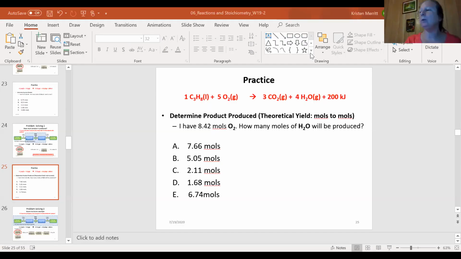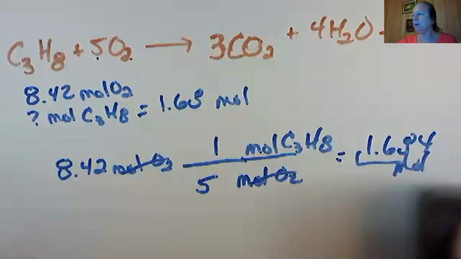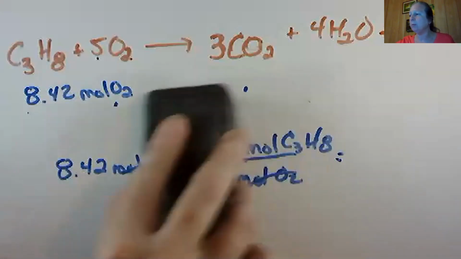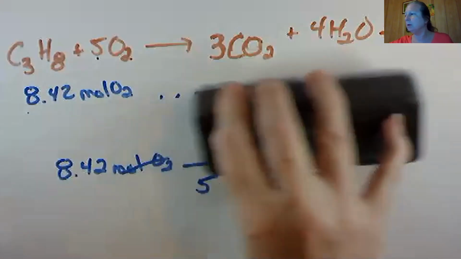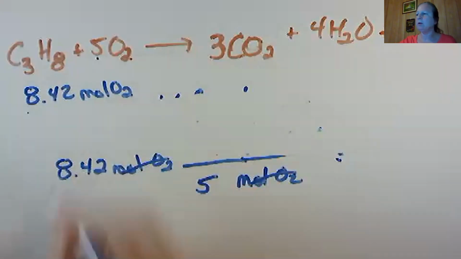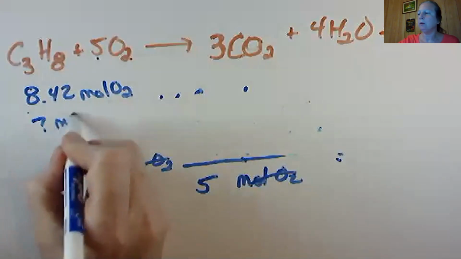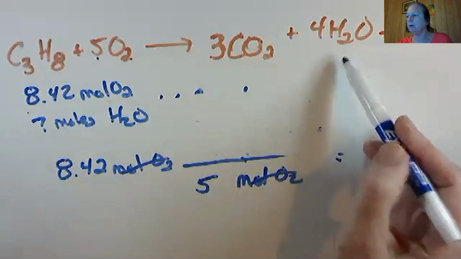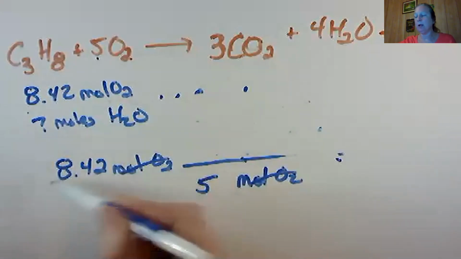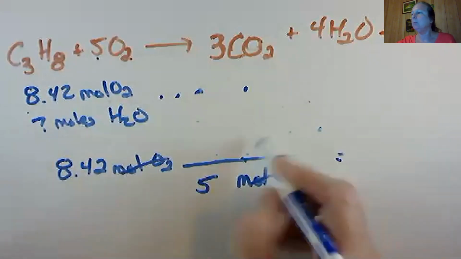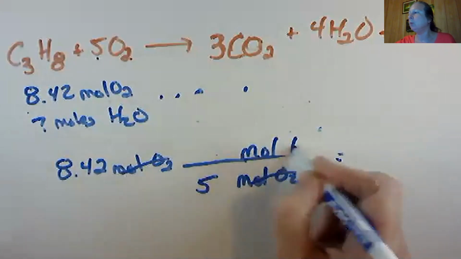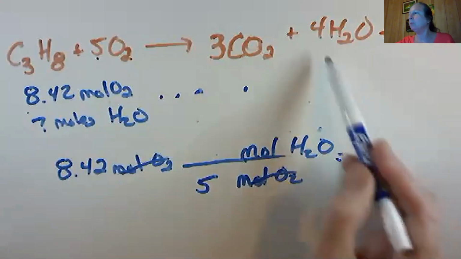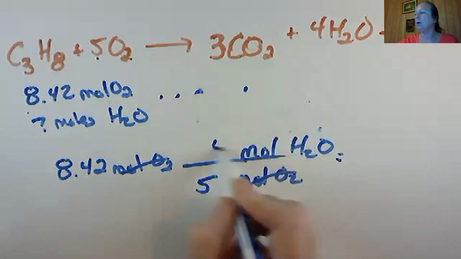And often this is what you get. You get a series of questions. So I'm still going to use the 8.42 moles of oxygen. But this time the question is, how many moles of water? Well, water is a product. So I'm going to stay with my 8.42, but my relationship this time is with the water, 5 oxygen, of course, and I'm going to put 4 moles of water.